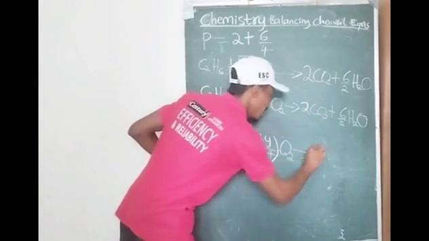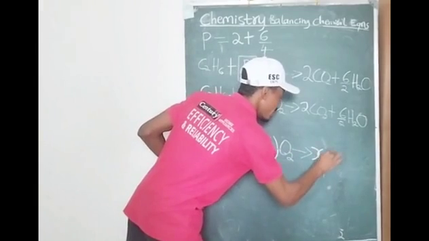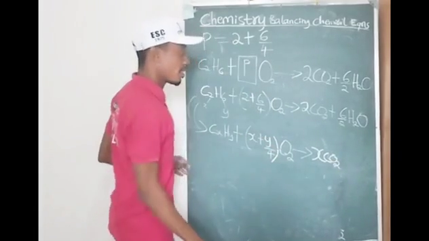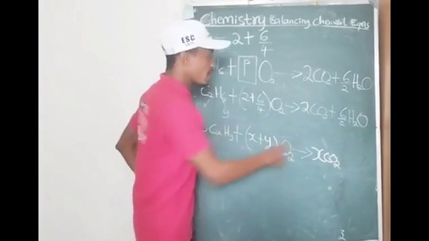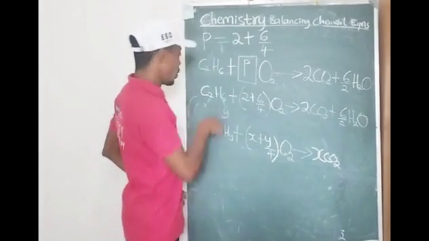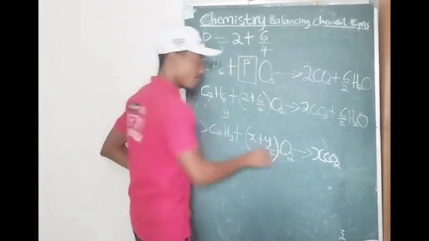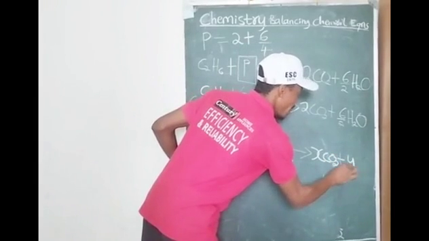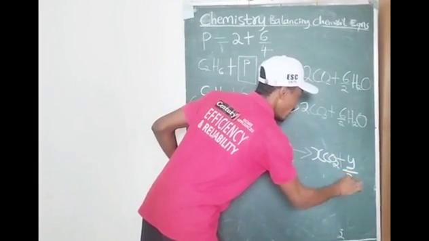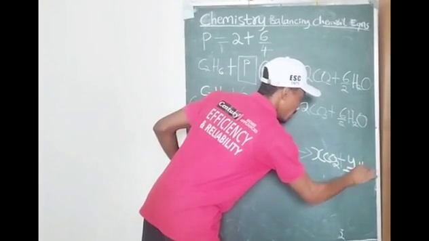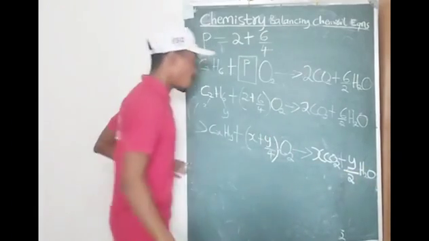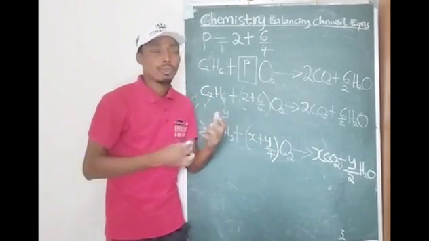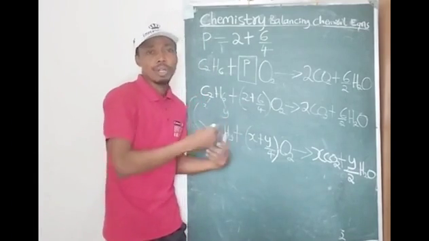So this is X CO2. Have you noticed that this is 6 over 2? And this our 6 is Y. So this is plus Y all over 2 moles of water. So we have successfully derived the general equation to illustrate the combustion reaction of an alkene.